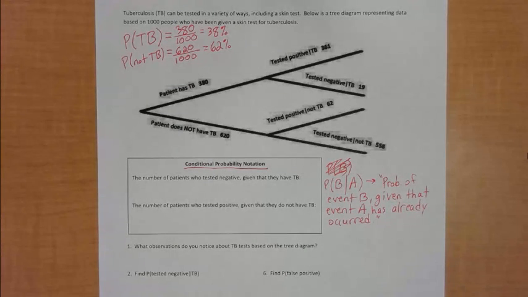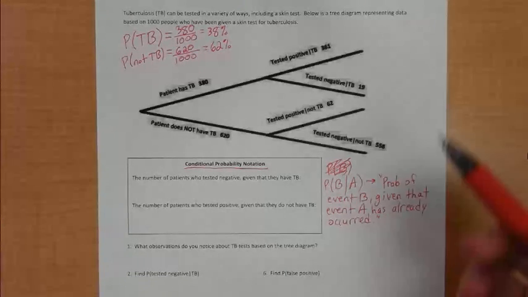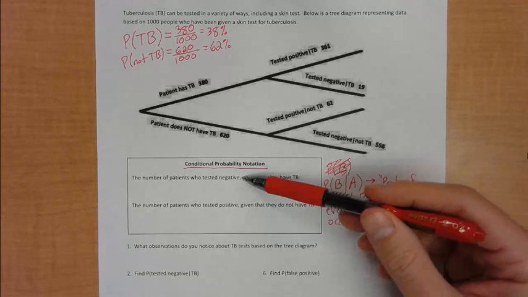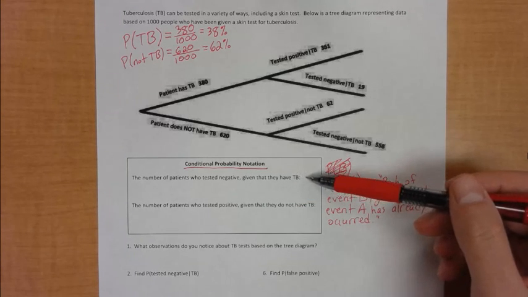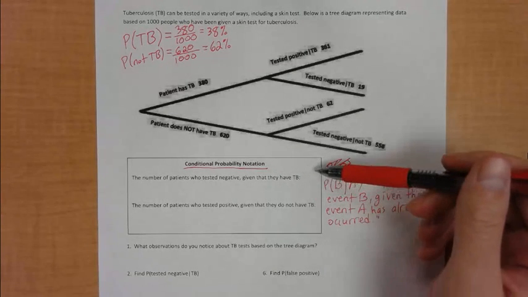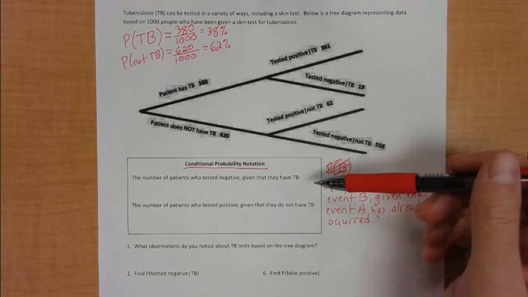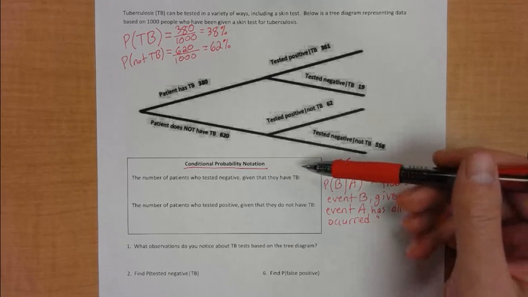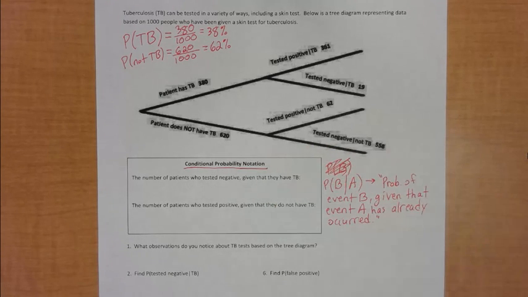For starters, we can find the two probabilities they're asking about. In these two situations, we have the number of patients who test negative given that they have TB. Well, that's not a great thing to have happen. This is what is known in the medical community as a false negative. It means you have the disease, but once you're tested for it, it comes back negative, even though you're not actually negative for that disease, which is an issue.